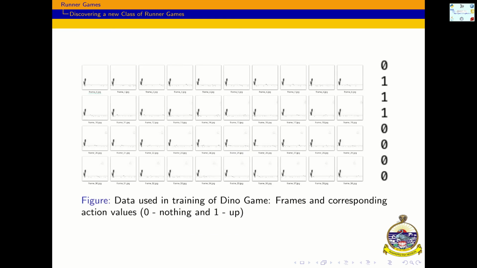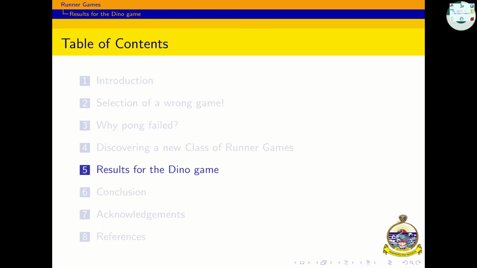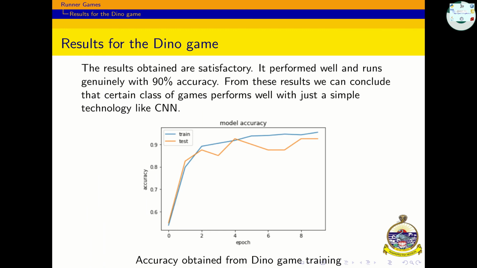This is the data collected for the Dino game. It is the same as the Pong game: the frame and the corresponding action values. 0 is for nothing and 1 is for up. So here two actions are performed, that is 0 for nothing and 1 for up. So this is the result for the Dino game.